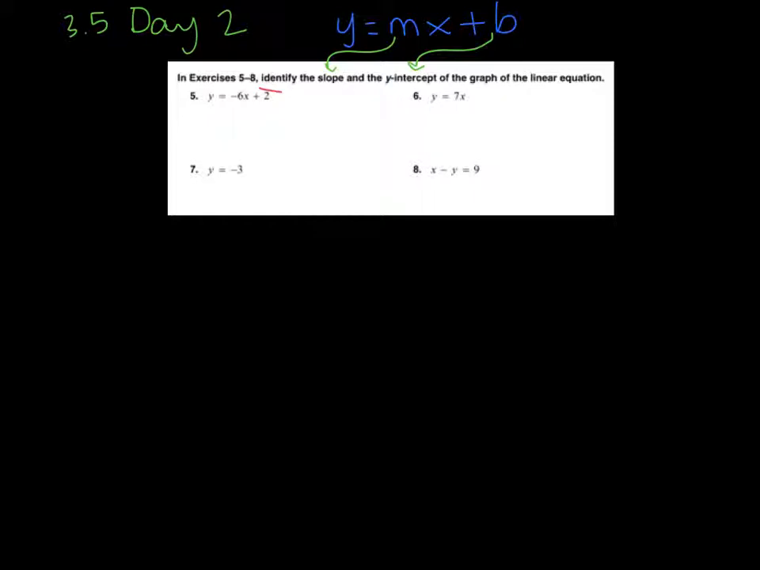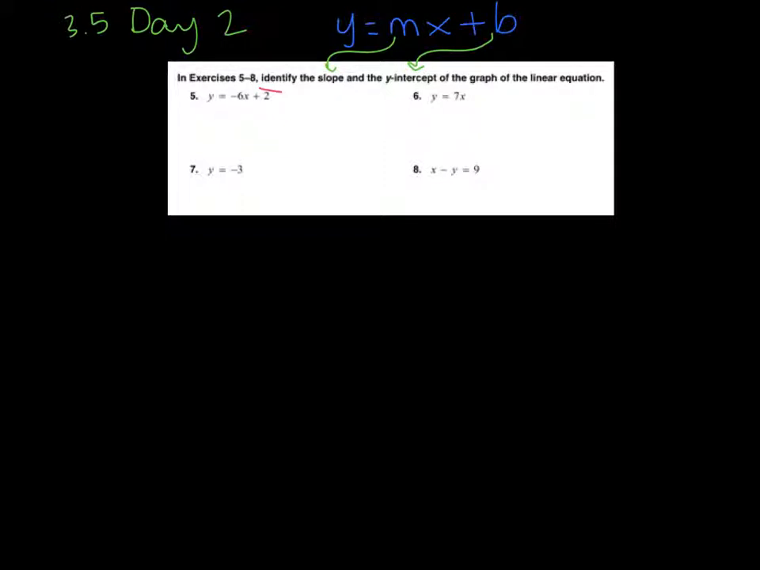Now we watched 3 different videos that had songs, and most of you liked the one that said graph. So step 1 in that video, they kept saying get the y alone, get the y alone. So notice on 5, 6, and 7, y is already alone. On 8, you're going to have to get y alone yourself. And we did several examples of that on our notes today.